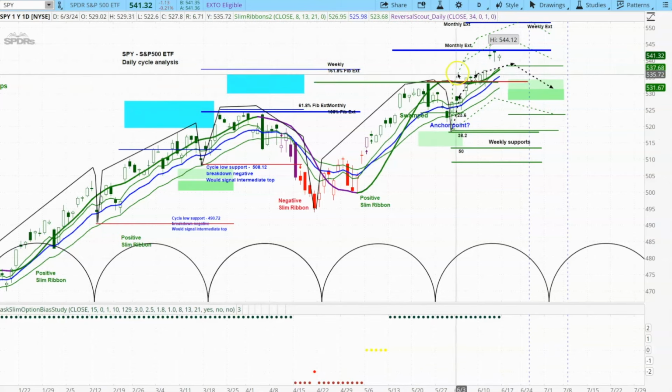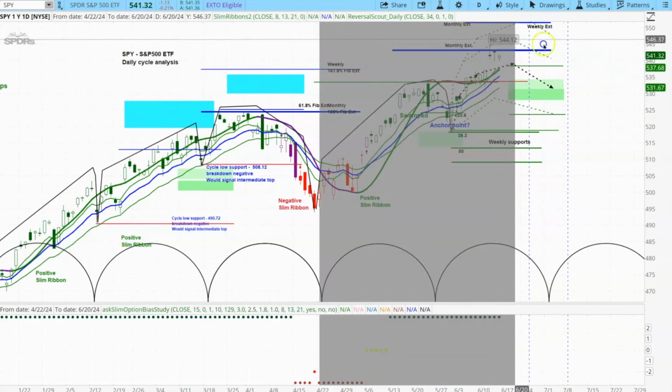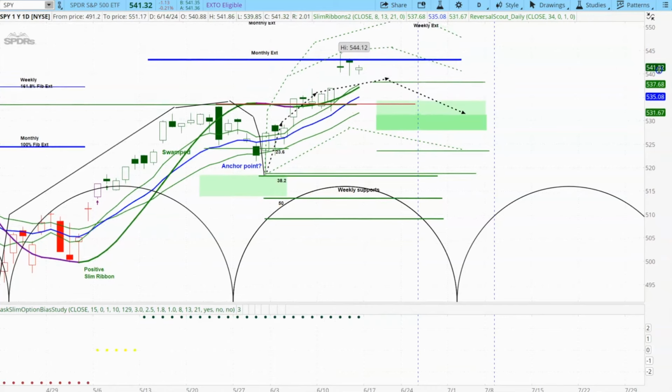We also developed this cloud right over here in order for us to see how the strength is taking it up through into the resistance or support areas.